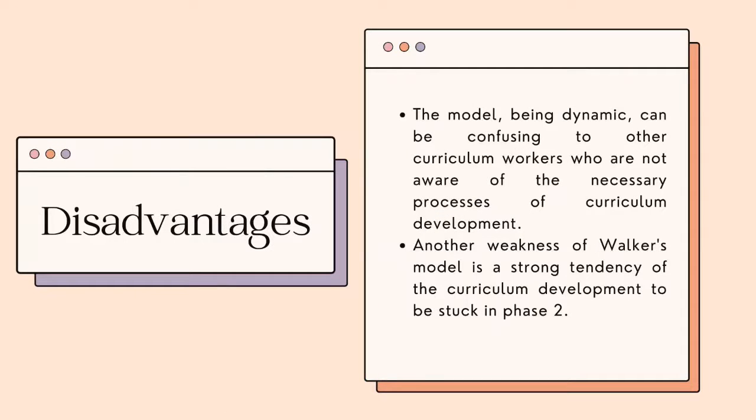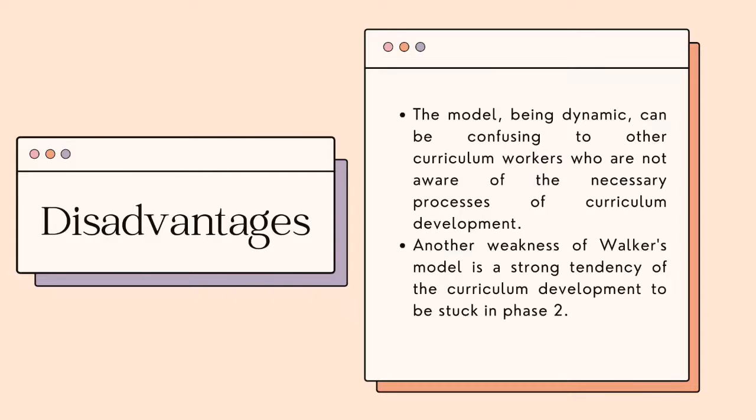However, this model also exhibits its own disadvantages. First, the model being dynamic can be confusing to other curriculum workers who are not aware of the necessary processes of curriculum development. Another weakness of this model is its strong tendency of the curriculum development to be stuck in the phase 2, which is the deliberation phase. Weighing alternative costs and consequences is a trial and error task, hence it requires a lot of time and effort. Therefore, we can conclude that the deliberation phase is time consuming, hence the tendency of workers being stuck on working on it. That concludes this part of the lesson.